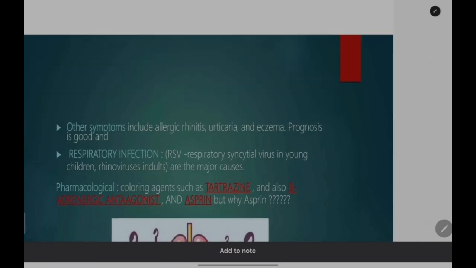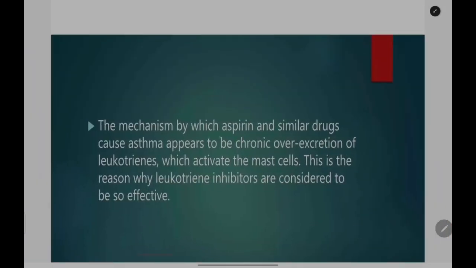But why aspirin? The mechanism by which aspirin and similar drugs cause asthma appears to be chronic overproduction of leukotrienes, which activate the mast cells. This is the reason why leukotriene inhibitors are considered to be so effective.